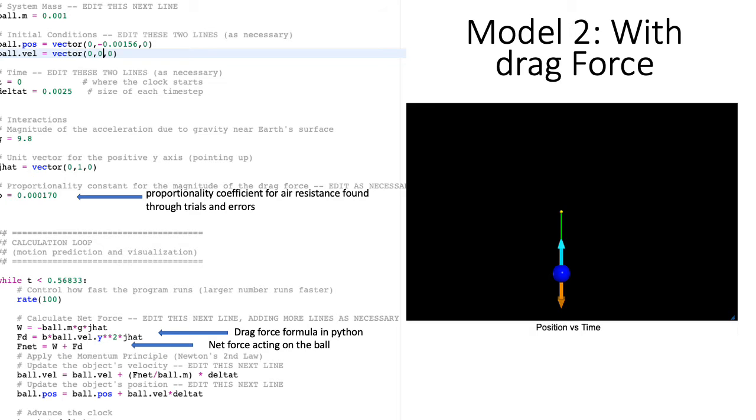For model 2, we incorporated the drag force, which is in the opposite direction of the gravity. We found the proportionality coefficient of the air resistance through trial and error to match the final position of the observed motion. And in this case, the net force was equal to the weight plus the drag force.